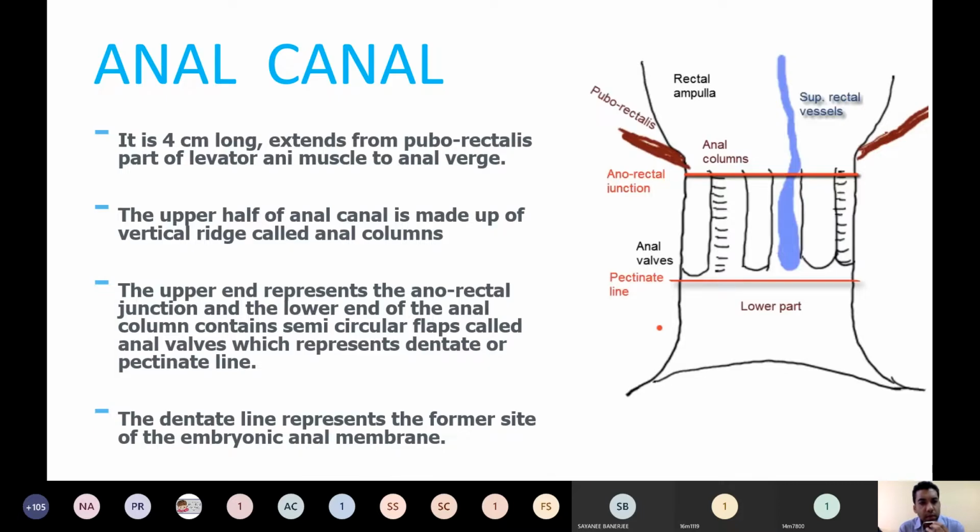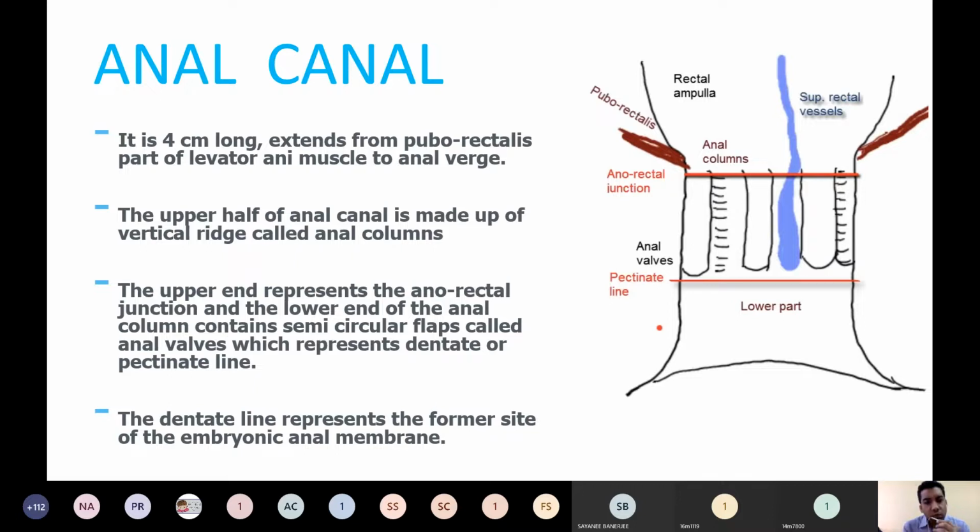So as you all remember, the anal canal is 4 centimeter in length, extending from puborectalis, part of the levator ani muscle, to anal verge. The upper half of the anal canal is made up of vertical ridges called anal columns, and at the lower end of these anal columns, there are semicircular flaps called anal valves, which represent the dentate line or pectinate line. This we have discussed in the last class.